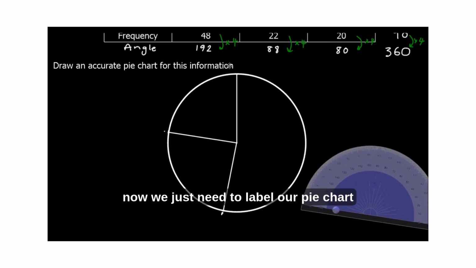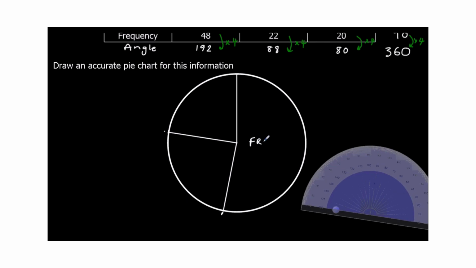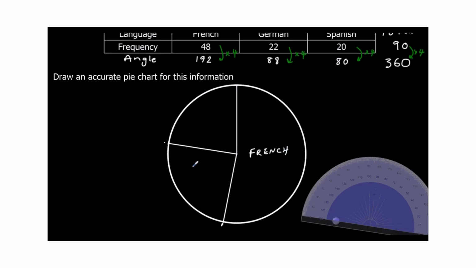So now we just need to label our pie chart. So we've got French, which was at 192 degrees. Then we had German for 88 degrees and Spanish for 80 degrees.